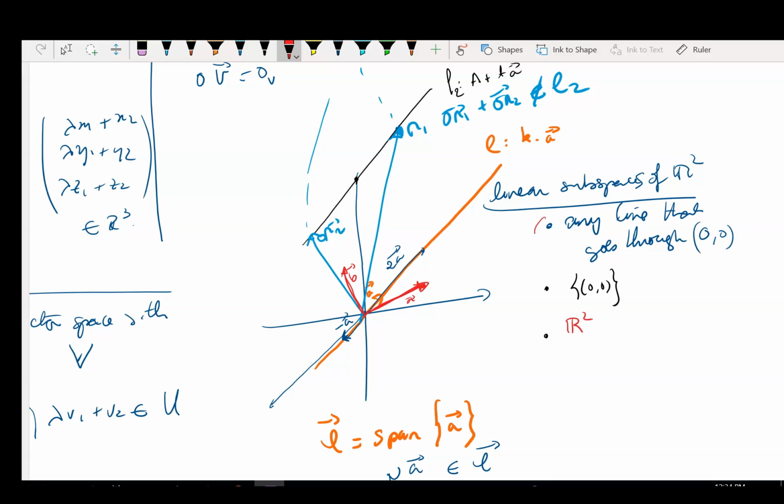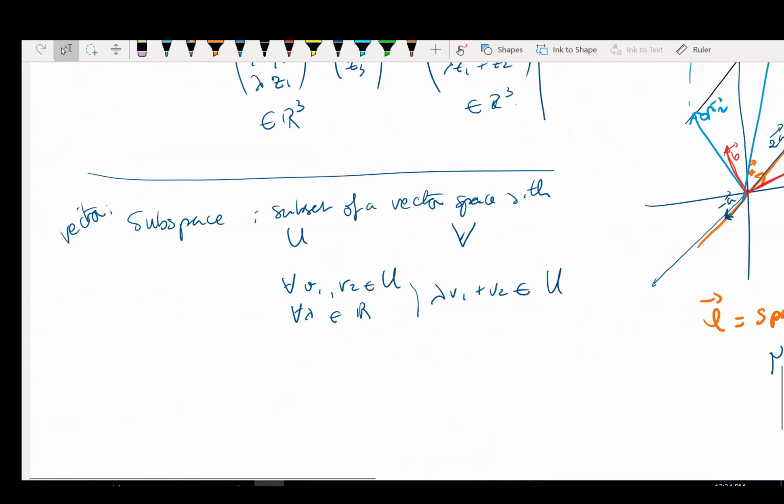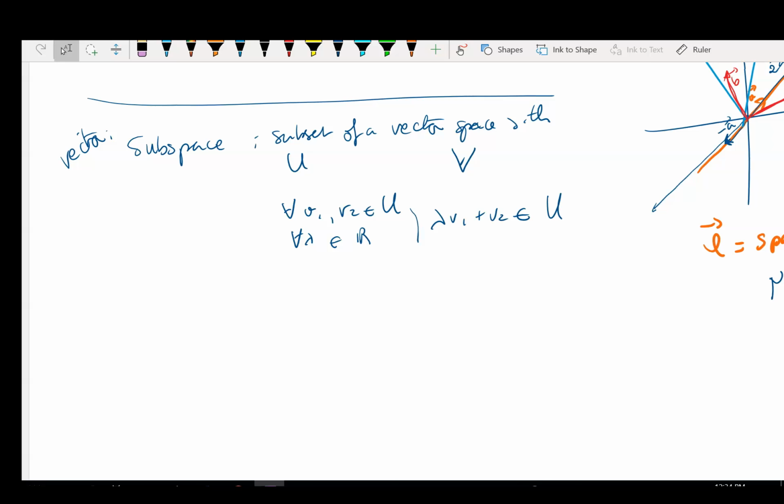Okay, so linear subspaces of R2, two are nearly cheating: the (0, 0) is just a single point, R2 is just the whole space, and the real subspace of R2 is going to be any line that goes through (0, 0). We can do the same thing in R3. So in R3, obviously R3 is a vector space. So we already said that.